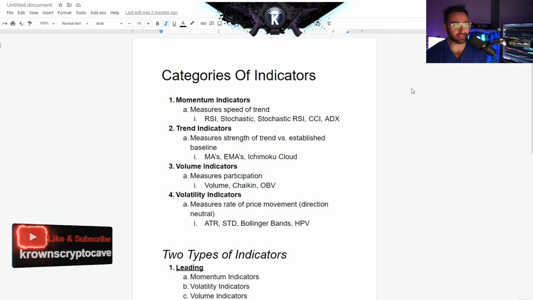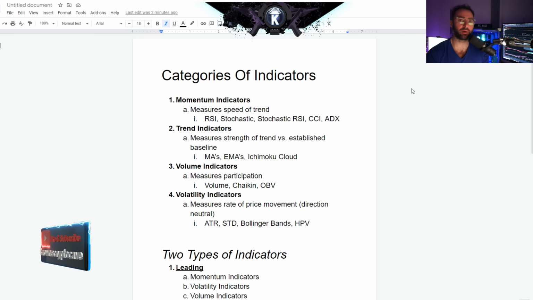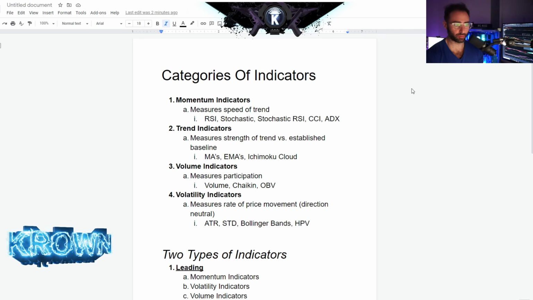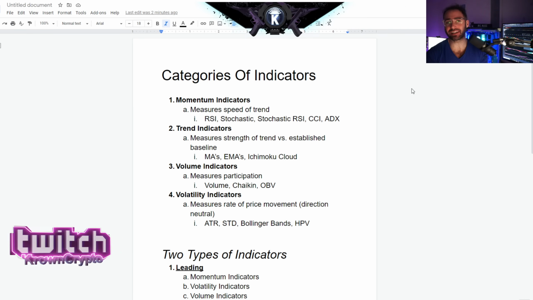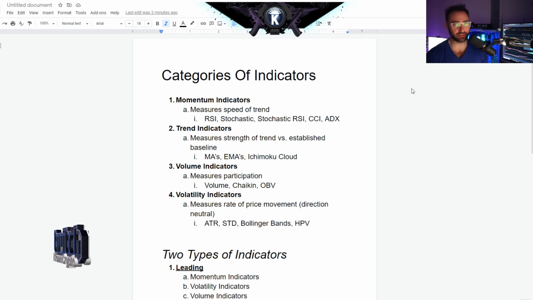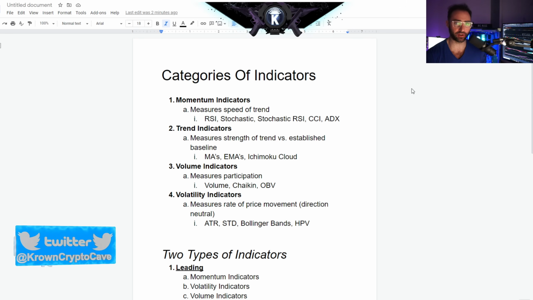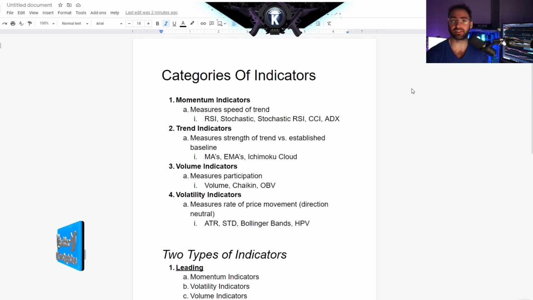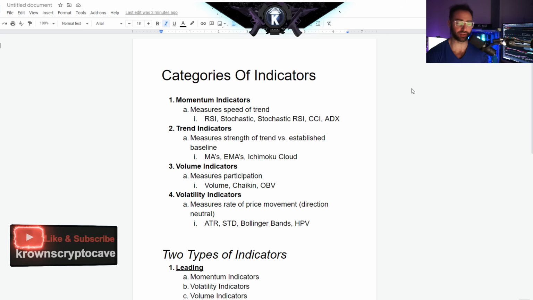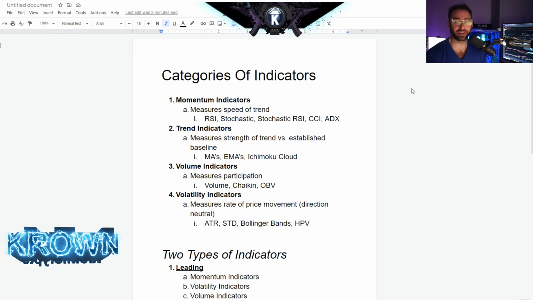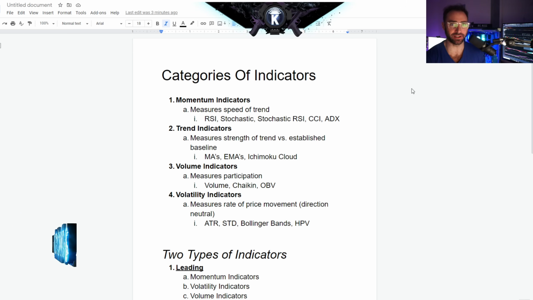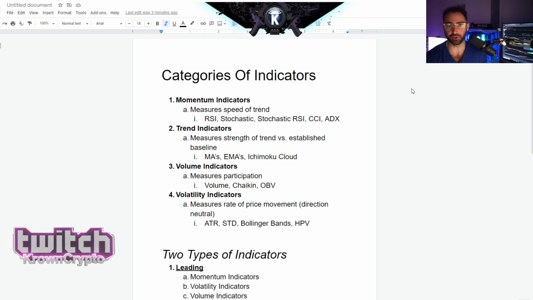So with that said, what would be an example, or how would I define all these different types of indicators? Well, momentum indicators obviously measure the speed of trend, typically in a leading fashion. Examples of these are going to be RSI, stochastic RSI, stochastics just in general, CCI, ADX, etc. There's quite a few, enough to keep you inundated with. Then we move on to trend indicators.